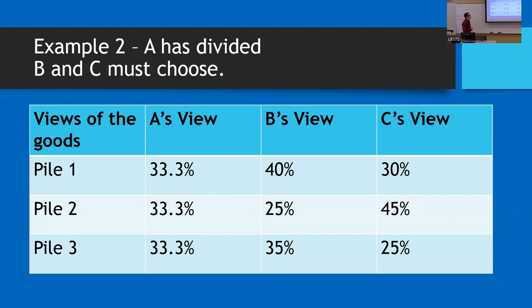Now B looks at those three piles and says, I think pile number one is worth 40%. I think pile number two is worth 25%. And I think pile number three is worth 35%. Okay with that? Person C sees those three piles and gives pile number one 30%, pile number two 45%, pile number three 25%.